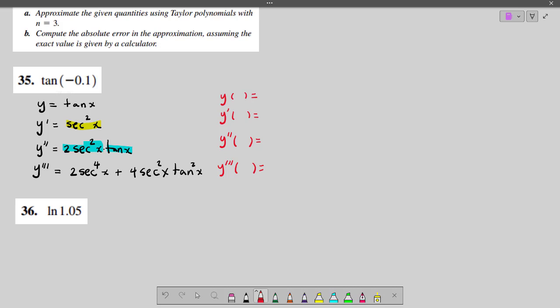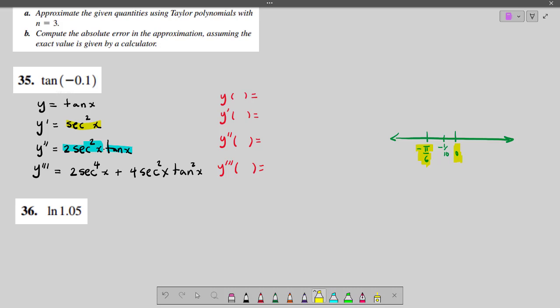So we want to think about what our center is most likely. What do you think we should choose for the center? There's 0, there's -1/10. What are the values that we know on the unit circle? 0 we know. -π/6 we know. So if we look at our unit circle, the two values that we know trig functions of are these two values.